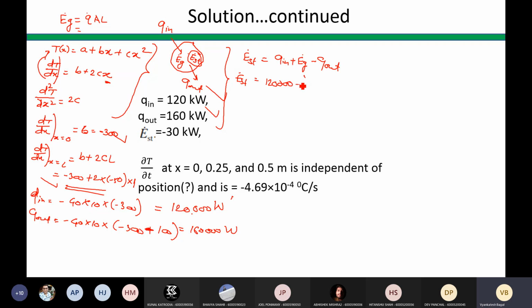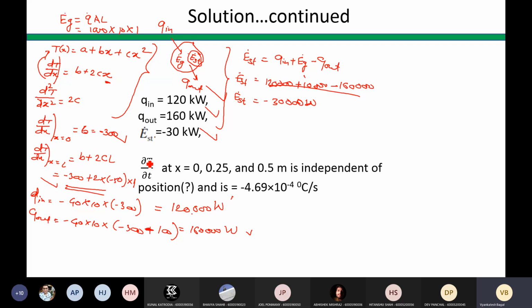1,20,000. Then the energy generation term, this will be 1,000 into 10 into 1. So 10,000, right? Minus this term, 1,60,000. So we can find out the energy storage rate E dot ST is minus 30 kilowatt. Minus 30,000 watt. We are solving in watt, that's why I am writing it in watt only, I'm not converting it. So it is matching with this value, correct?